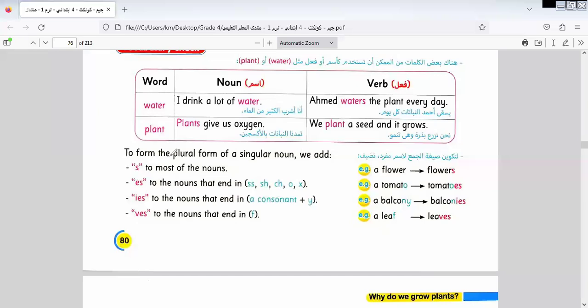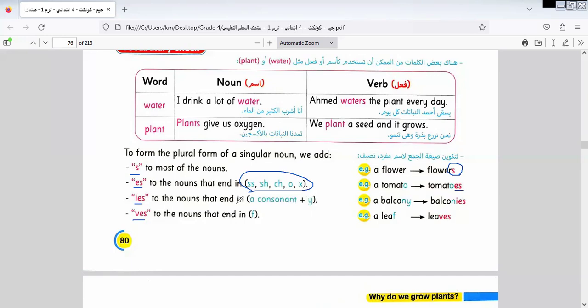Here we have to form the plural form of the singular. We add what? We add s. Some nouns take s, some take es, others ies, others ves. These are the forms of the plural. Here we have flowers, adding s only. Tomatoes, here we have nouns ending with o, ss, sh, ch. For these endings, we add es.